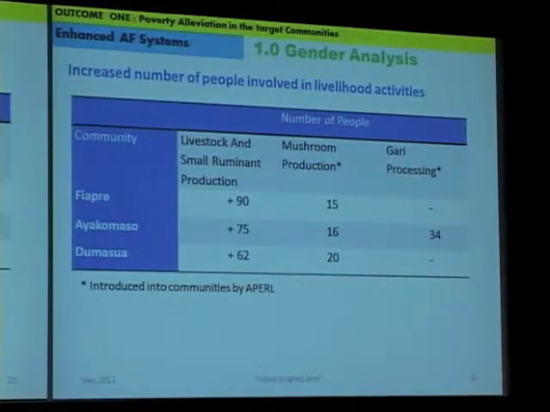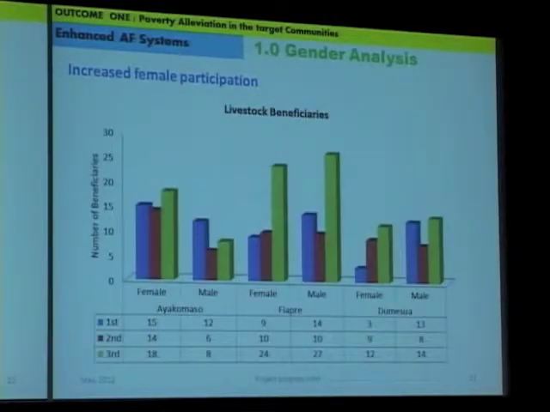If you look at the data on the table here, according to the communities, livestock and small ruminant production has increased, mushroom production has also increased, and gari processing. In terms of the number of people that have received jobs, or what we call livelihoods, these people now rear livestock, they produce mushrooms, and they also process gari.